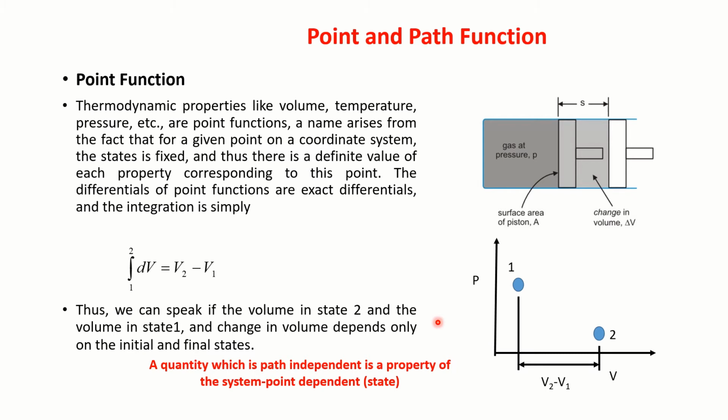In thermodynamics, we use the words point function and path function. Look here, this is the initial state of the system. I know its pressure, I know its volume. I can measure it and mark a point. Then I make the piston move to this position, again infinitesimally slowly. Again, I measure its pressure and volume, and I mark this point.